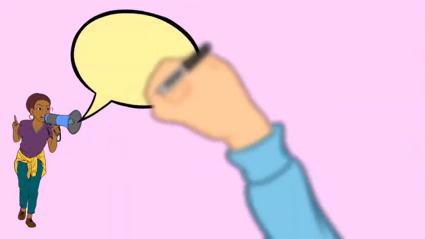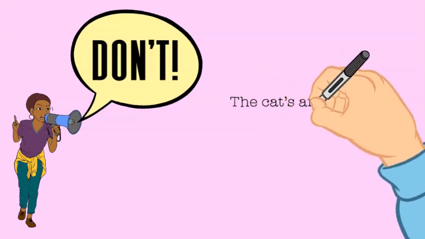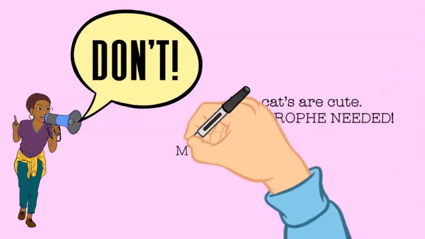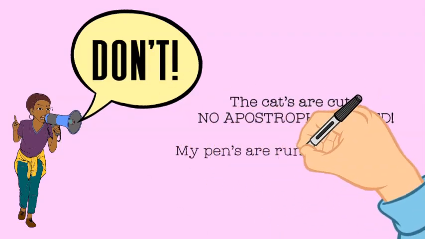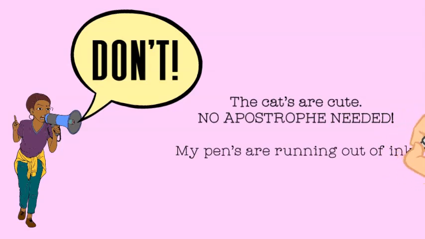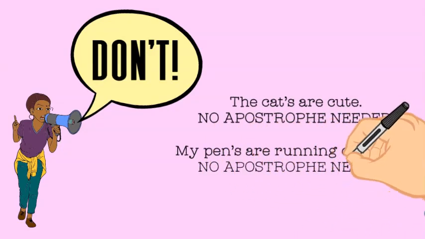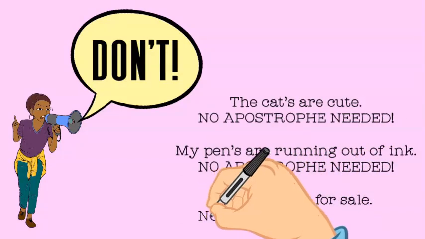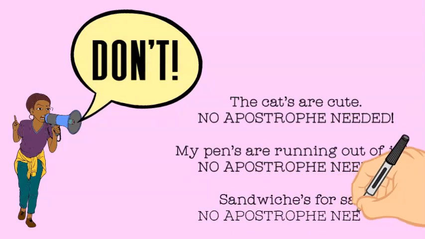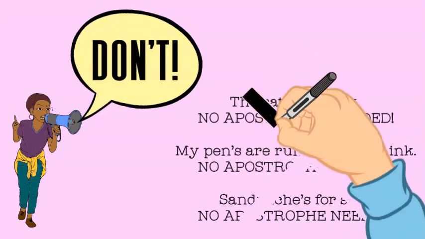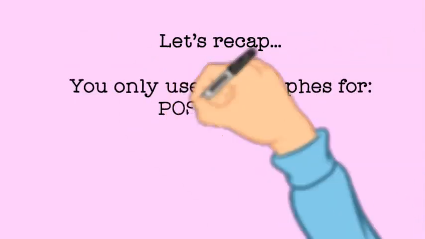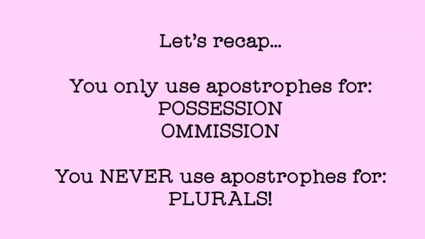So, the cats are cute. No apostrophe is needed. We haven't removed any letters and we're not talking about anything belonging to the cats, so we don't use an apostrophe. My pens are running out of ink. No apostrophe needed. Again, we're not saying that the pens own anything or that we've missed out any letters, so we don't use an apostrophe. Sandwiches for sale. No apostrophe needed. So just to recap, you only use an apostrophe for possession or omission, and you never ever use an apostrophe for plurals.